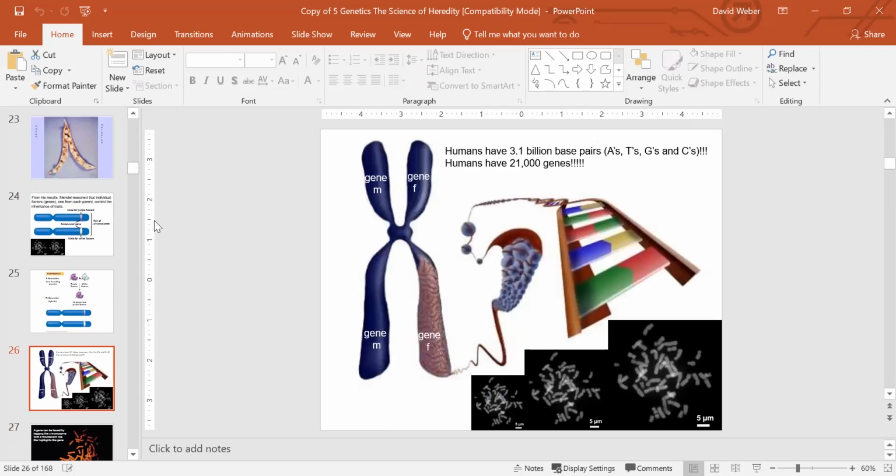Okay, so a little bit of trivia for you. Humans have about 3.1 billion base pairs of A to T, G to C, okay? And we have about 21,000 different genes in our DNA. So think about that. Isn't that ridiculous? 21,000 different combinations that we could actually be. That's interesting.